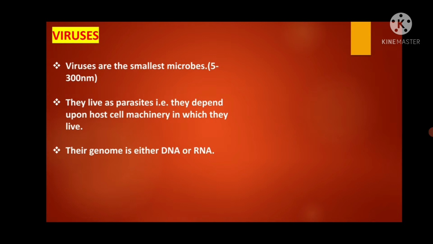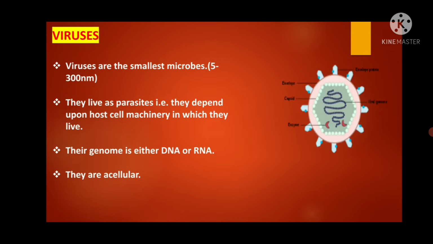So the genome is either DNA or RNA, and they are acellular. The viral structure looks something like this, comprised of envelope proteins, envelope, capsid, which is a protein coat, enzymes which are utilized for the synthesis of new viral particles, and the viral genome that can be either DNA or RNA.